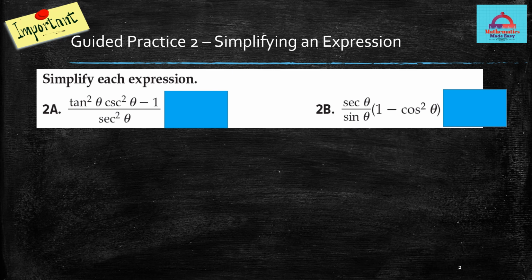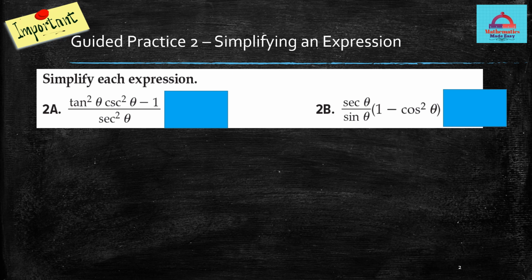So here in question 2a, you need to simplify each expression. Now you see this is a fraction, it has a numerator, it has a denominator. There are so many terms, tan square theta, cosecant square theta, secant square theta and 1. So we want to reduce the number of terms if we want to simplify and maybe just make it 1 or 2 trigonometric ratios. So let's do it.